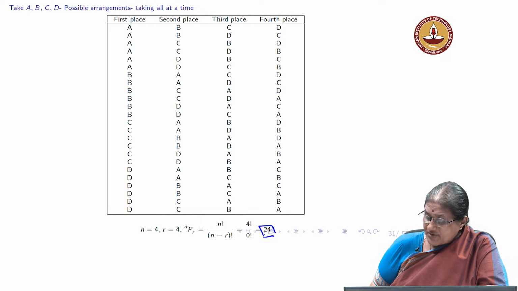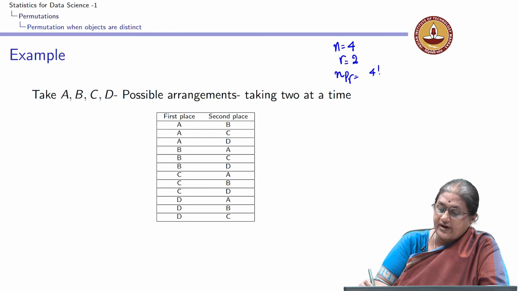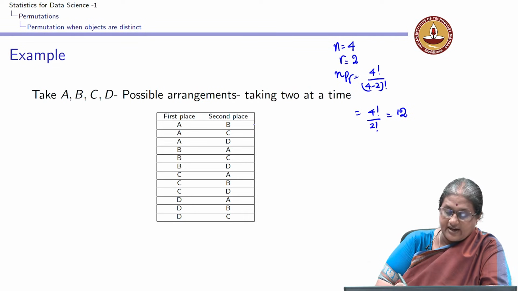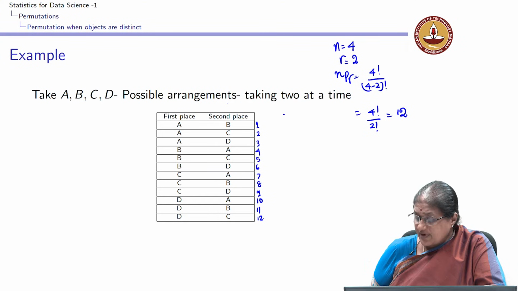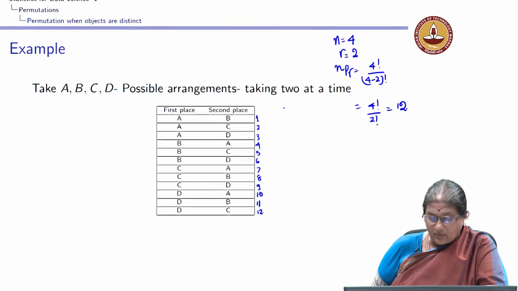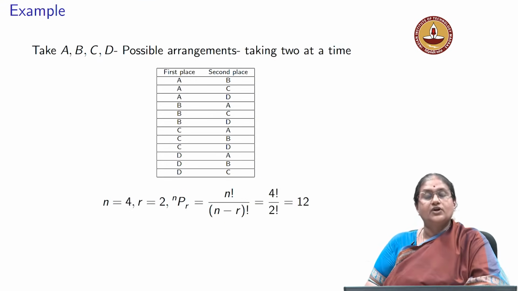The last example which we considered was again A, B, C, D taking 2 at a time. Again n is 4, r is 2, nPr equal to 4 factorial by 4 minus 2 factorial, which is 4 factorial by 2 factorial. I have 12 as the answer, and I can see that matches with what I have here: 1, 2, 3, 4, 5, 6, 7, 8, 9, 10, 11, 12. I had 12 possible arrangements, which is nothing but nPr in that case, 12.